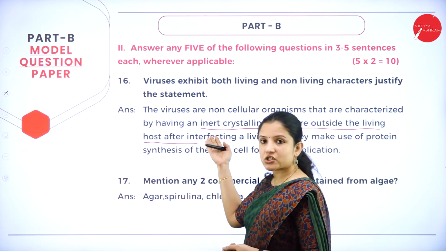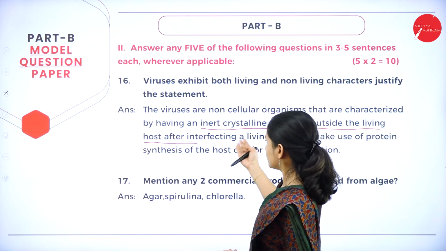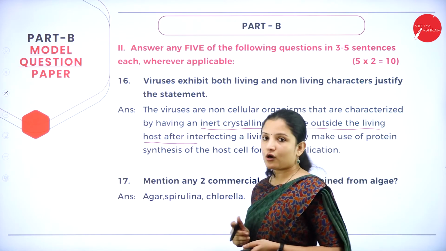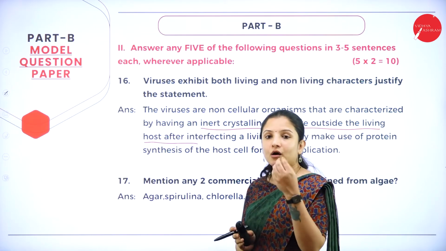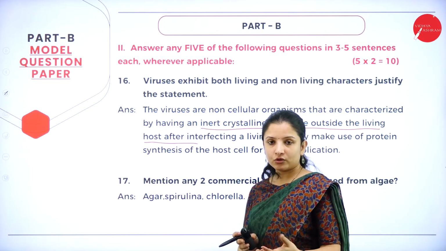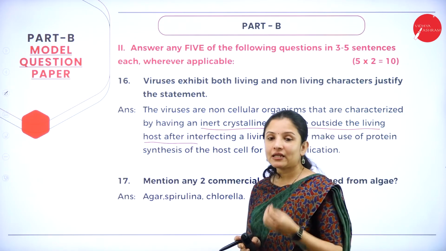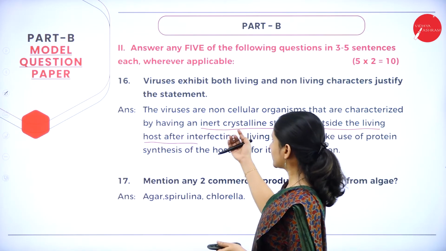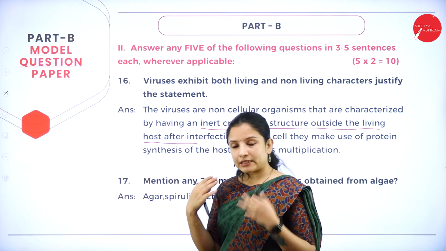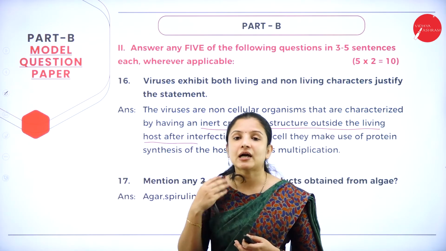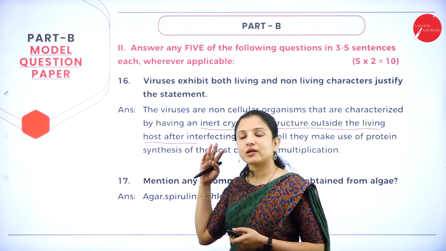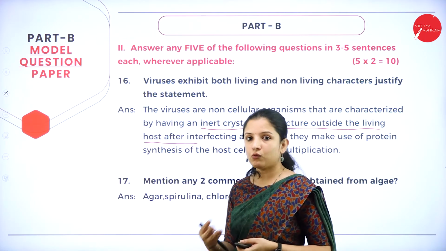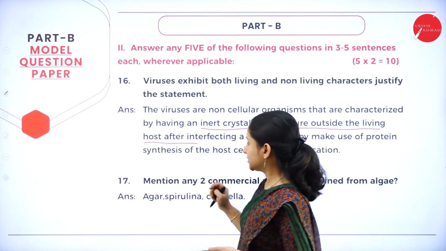Say for example, I can change this. I can change it into: viruses exhibit both living and non-living characters, because when viruses are outside the body of the human host, they are in the form of inert crystalline protein structures. That is also correct. But here what I have given is a different answer. So that is why, instead of by-hearting, please understand and write. That way, at least you can change the sentences and make it easier however you want. But it should be relevant to the answer.